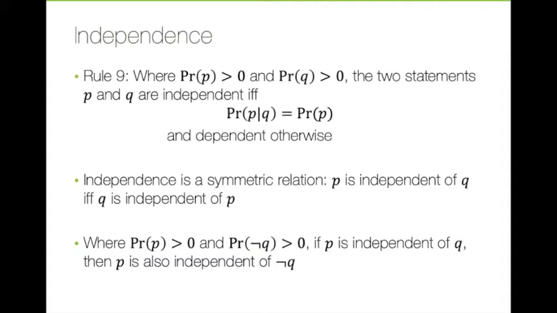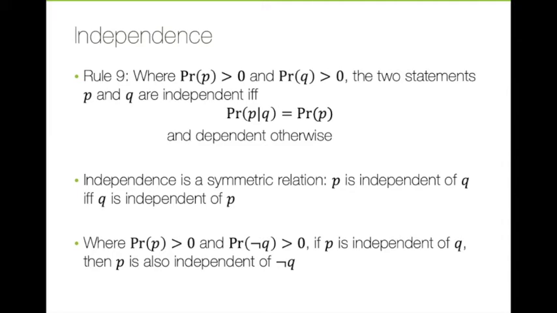So what does this mean? The probability of P when Q is true isn't affected by the truth of Q. So it's equal to the probability of P. That makes sense when we think about independence. There shouldn't be relations between the probabilities of the statements being true. If the probability of a statement P is the same as the conditional probability of P given some other statement Q, then the statements are independent.